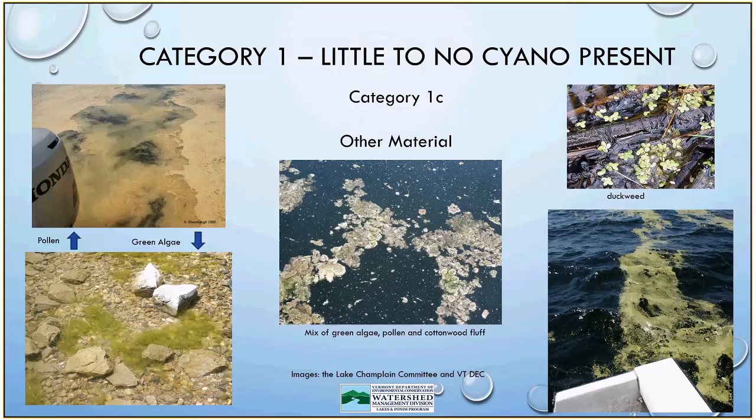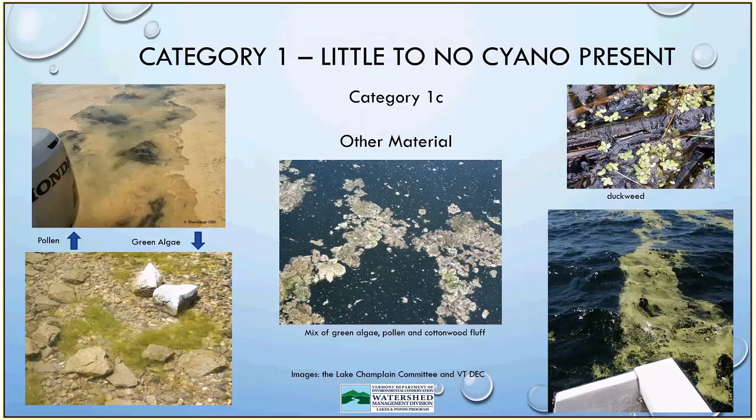Category 1C is a little bit of a catch-all category. It's pretty much all the other material that's out there. It might include pollen, like you see at the upper left. It might include filamentous green algae, like at the lower left. You might also have a mix.